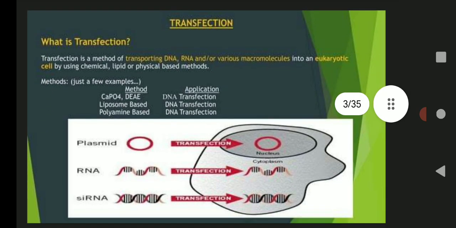What does transfection mean? Transfection is the method of transferring foreign DNA or RNA and various macromolecules into the eukaryotic cell, especially by using physical methods, chemical methods, as well as the biological method with the help of viruses.